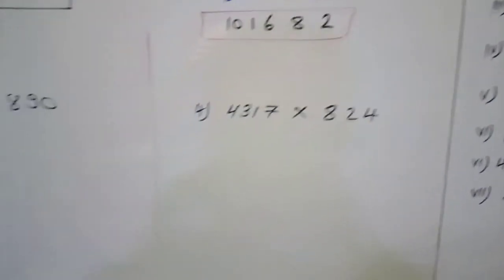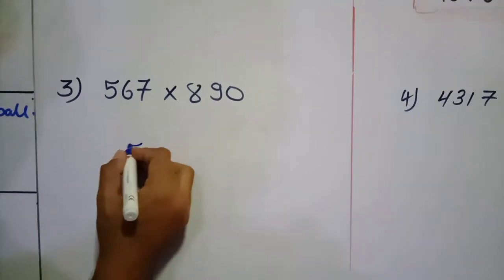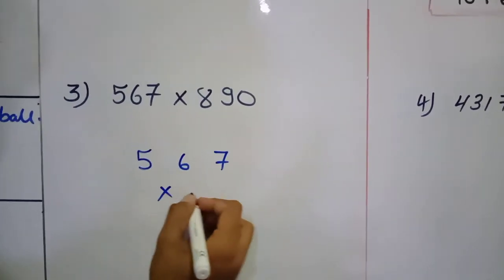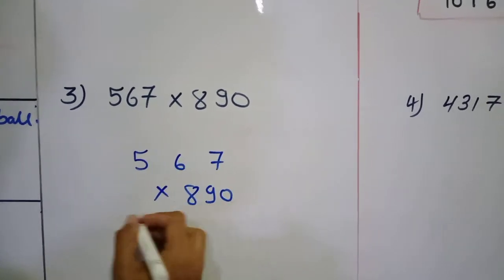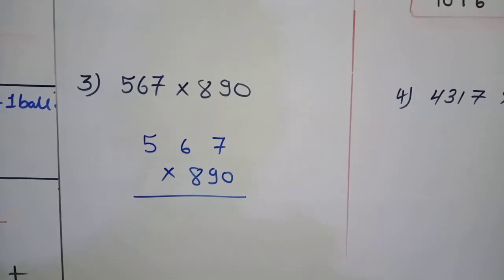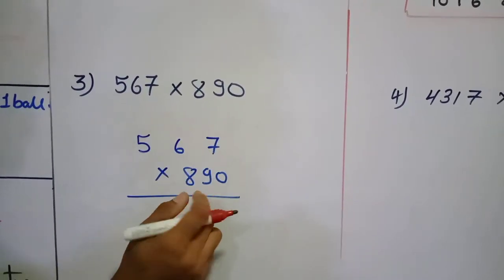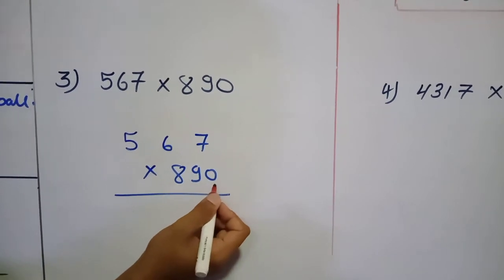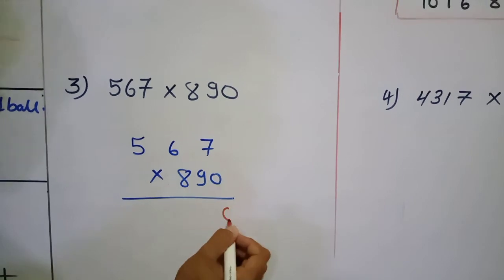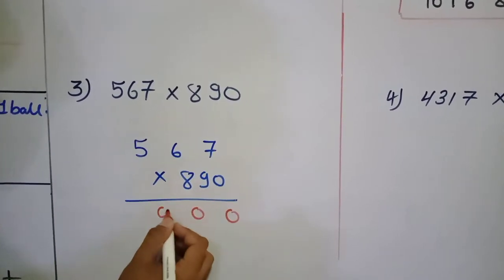Come to the next sum. Here we have the third one, that is 567 into 890. How are we going to do the multiplication? Start with the 0. Whenever we are reading the table of 0, the answer is always 0. 0 sevens are 0, 0 sixes are 0, 0 fives are 0.